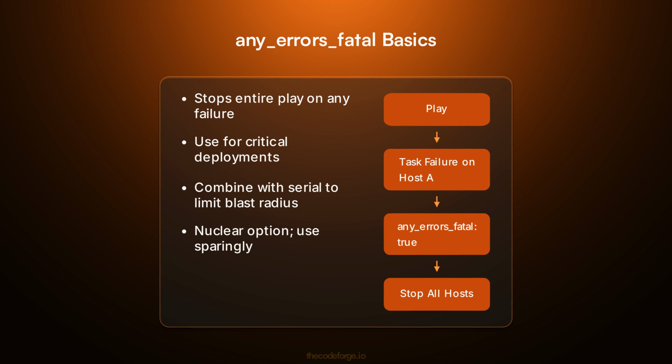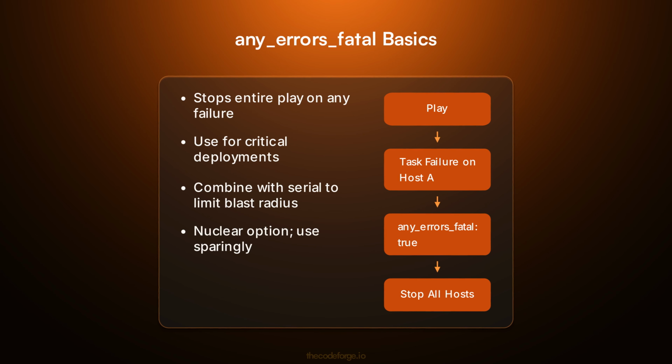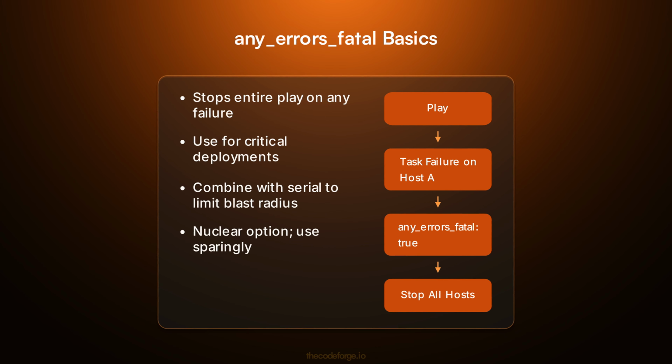By default, if a task fails on a host, Ansible stops executing further tasks on that host but continues on other hosts. Setting any_errors_fatal: true changes this. If any task fails on any host, the entire play stops immediately for all hosts. This is useful when a failure on one host indicates a systemic issue that should halt the entire deployment.